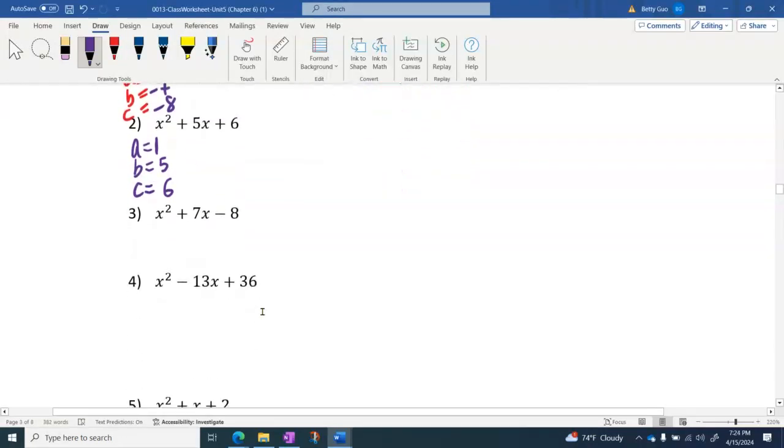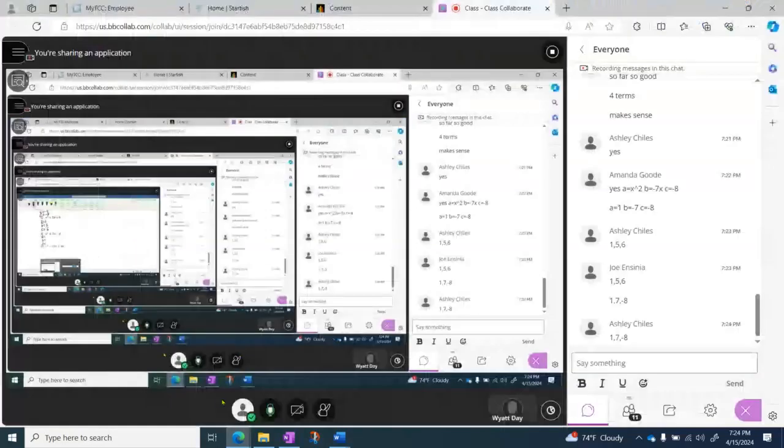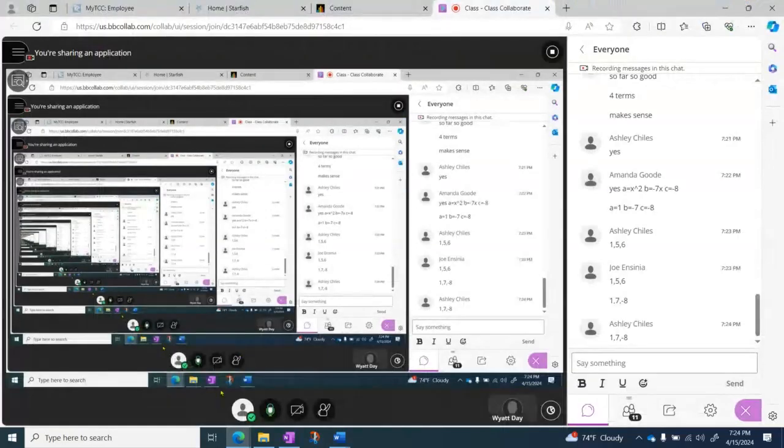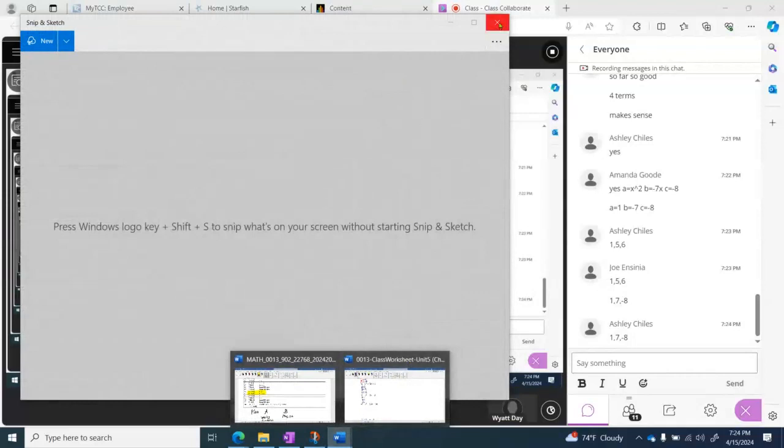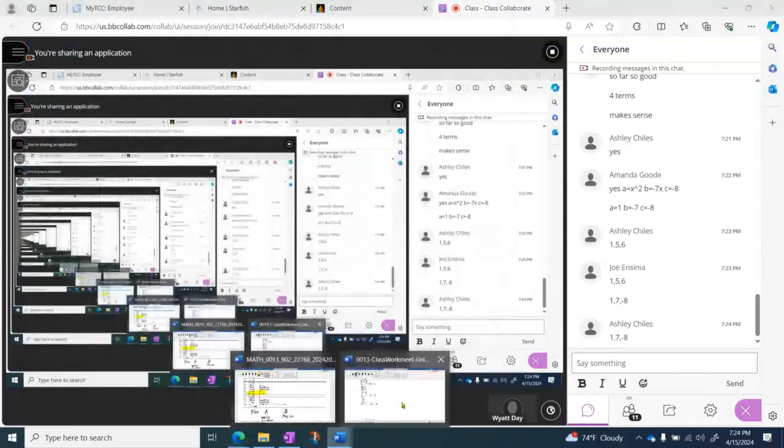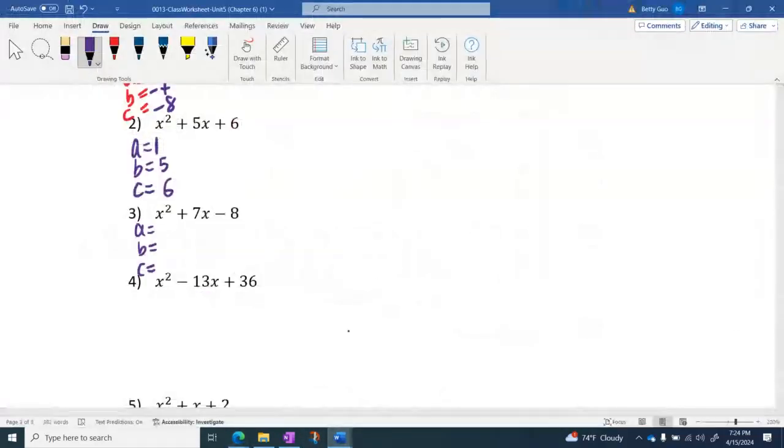Next, x squared plus 7x minus 8. Determine if it is a quadratic trinomial. If it is, what's A, what's B, what's C? Very good. You guys are great. A is 1, B is 7, C is negative 8.